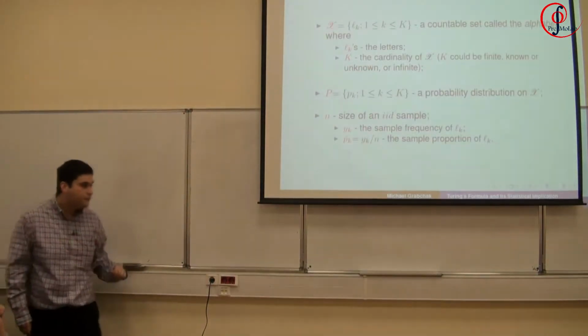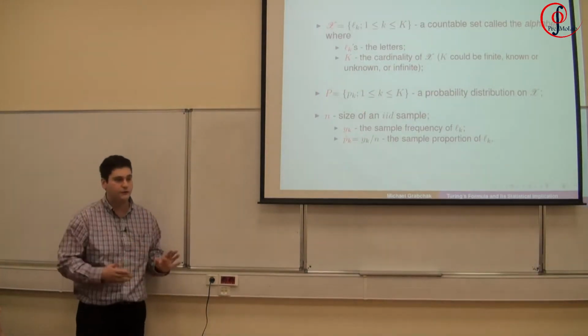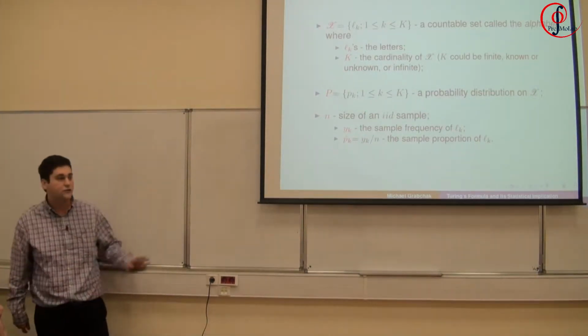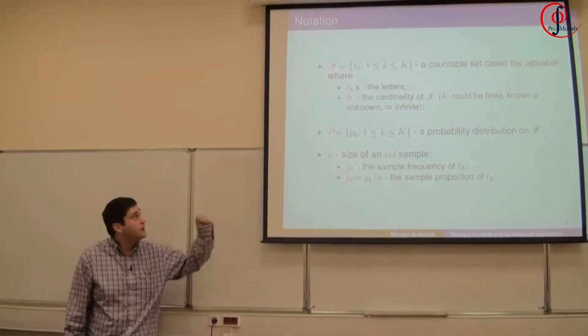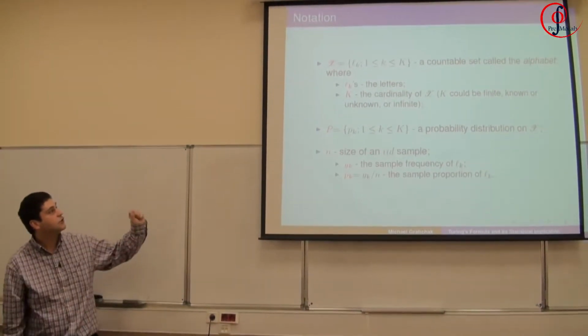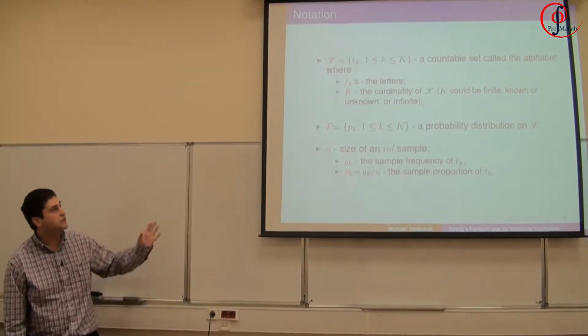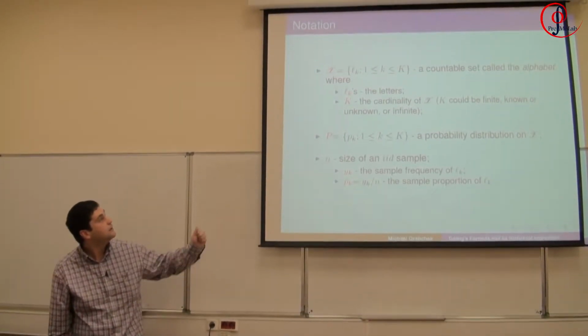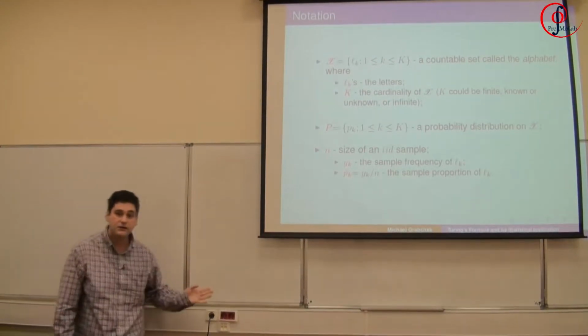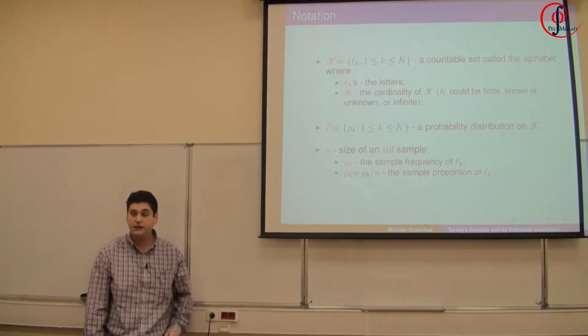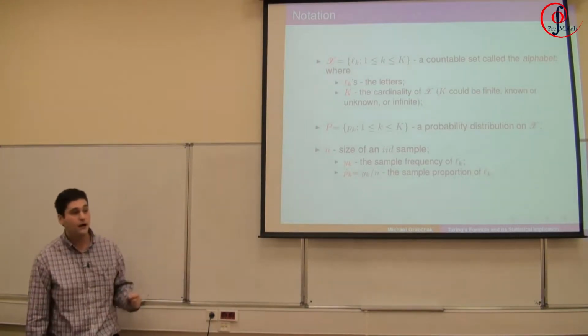So first, before I get started with the majority of the talk, let me just introduce the main notation that I will be using throughout this talk. So X is a collection of letters. We assume it's a countable set with cardinality K, which may be finite or infinite, and the cardinality may be known ahead of time or it might be unknown.